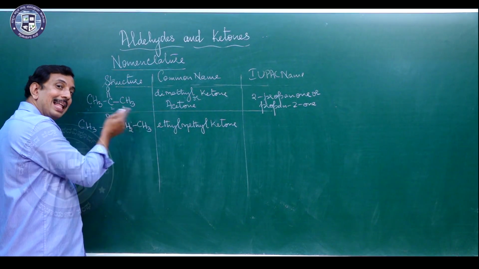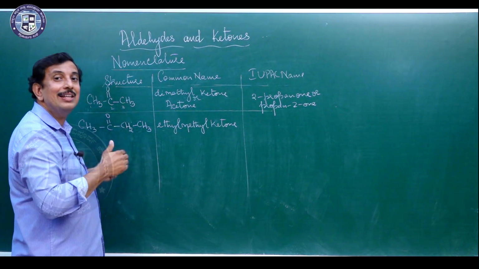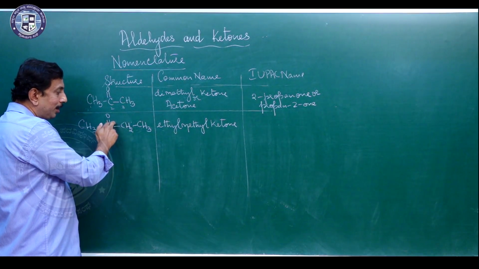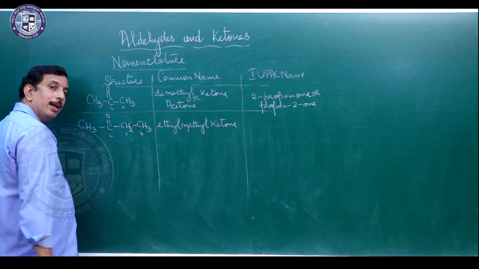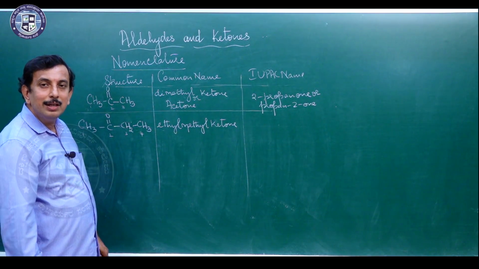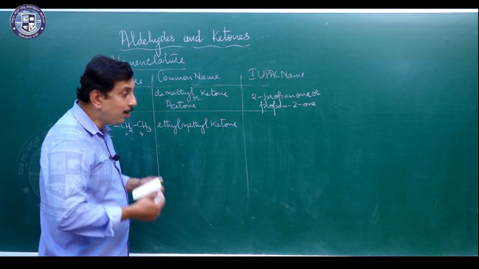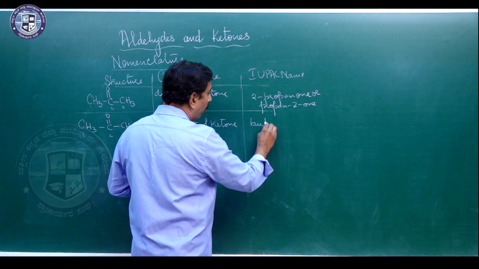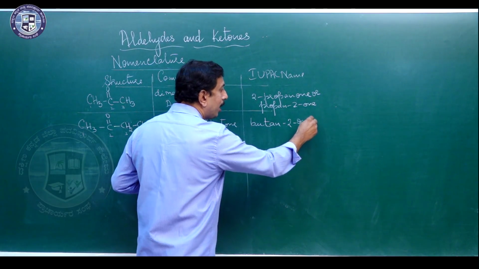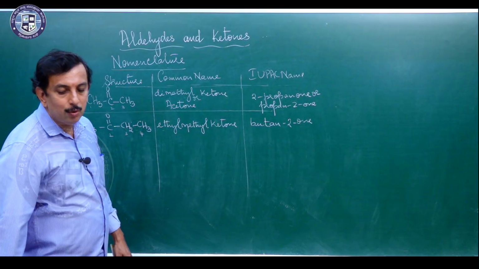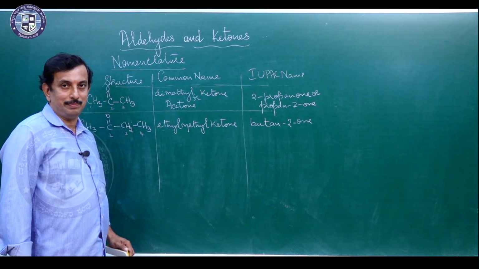But if you number from the other side 1, 2, 3, then it gives a higher number, higher than 2. Therefore, I can't number from this end, this is wrong. So, if I number from this end 1, 2, 3, 4, the second carbon is the keto carbon, and that is a functional group carbon. Therefore, when you want to name this compound in the IUPAC system, with 4 carbon atoms it is butan, then the position of the functional group on second carbon: butan-2-one or 2-butanone. That is how we can name this compound in the IUPAC system.